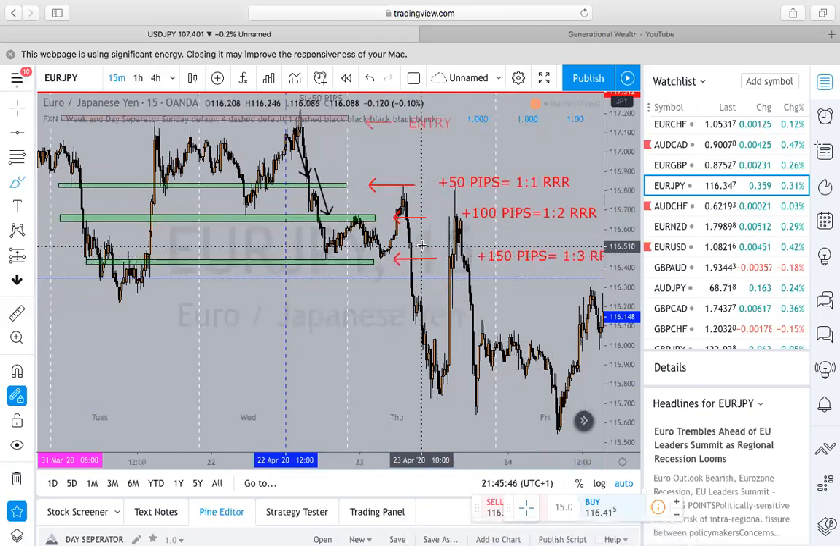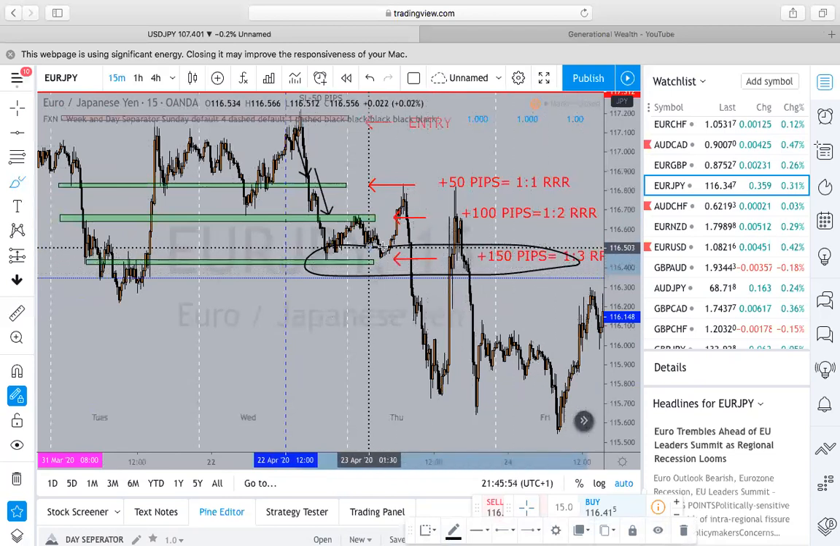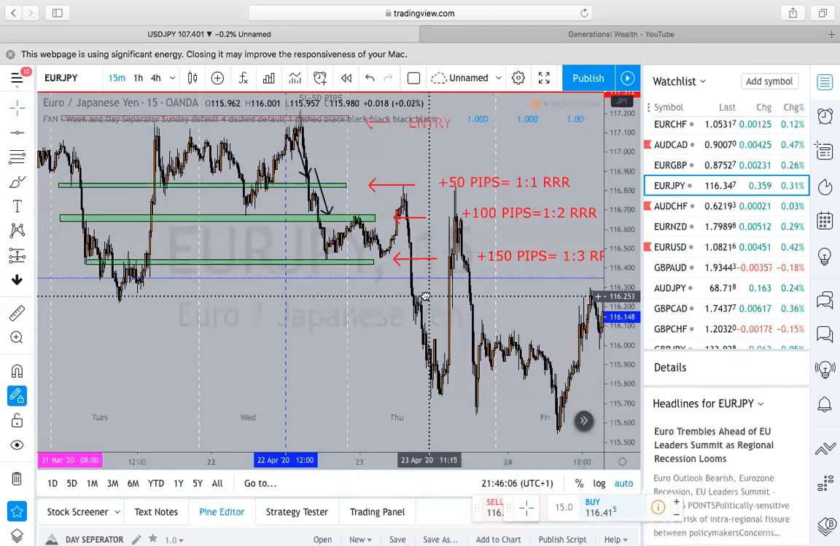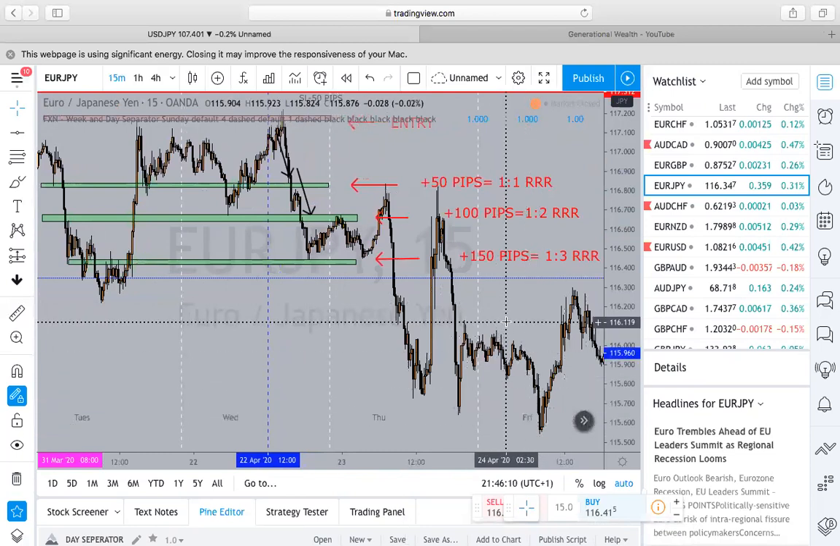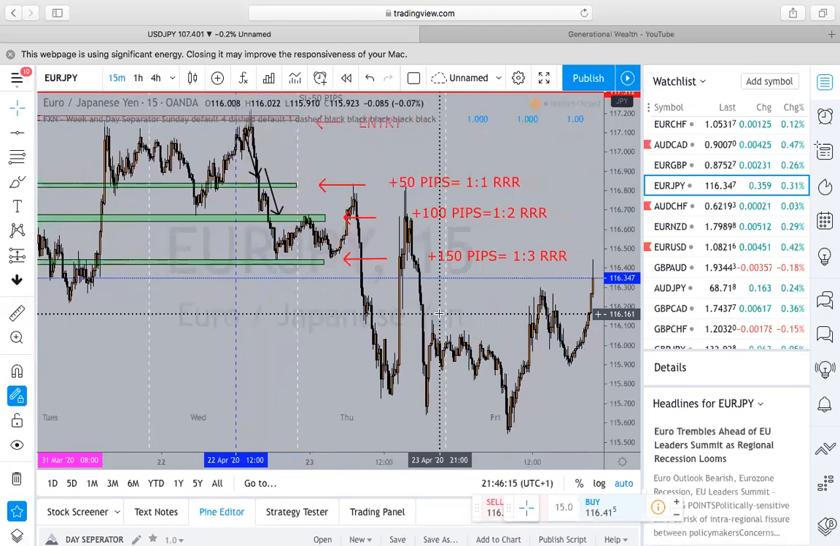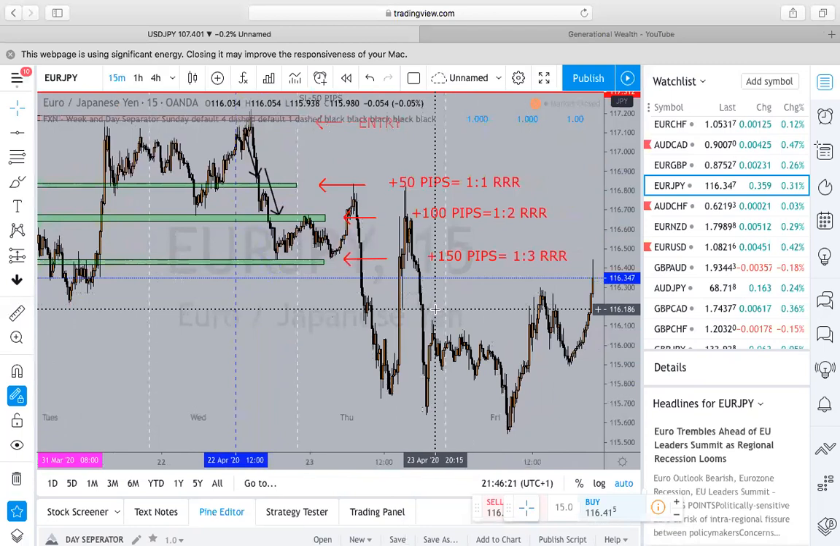And then so on, when price dropped down here to our last zone, gaining a total of 150 pips, making the risk to reward ratio a 1-to-3. And so on, as we see in this trade setup, price dropped all the way down to here by Friday, which was apparently a 1-to-5 risk to reward ratio, a perfect 1-to-5 risk to reward ratio setup.